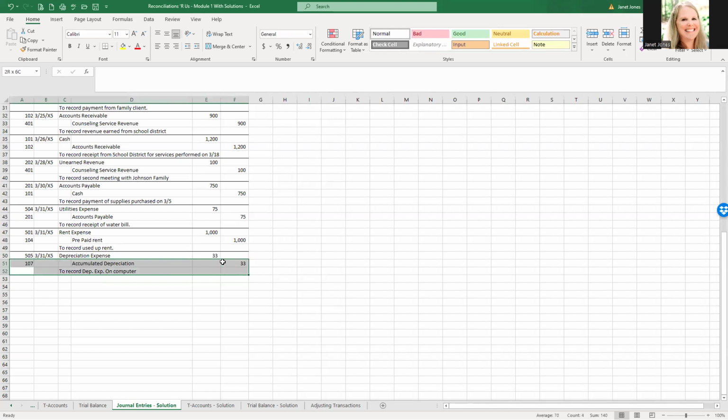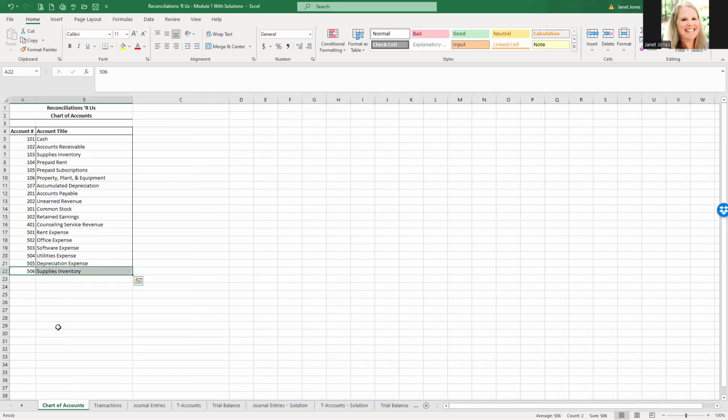Okay, so that's number 2. Number 3 then were those office supplies. So she had purchased $750 worth of supplies. At the end of the month, she had $250 left. So that tells us she used up $500 worth of supplies. So our supply expense account is 506. It wasn't on our chart of accounts, so I just added it. So it's our newest expense there, 506.